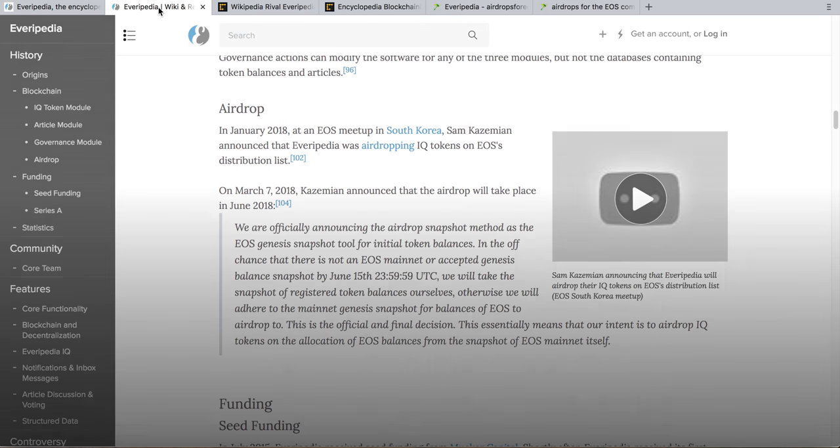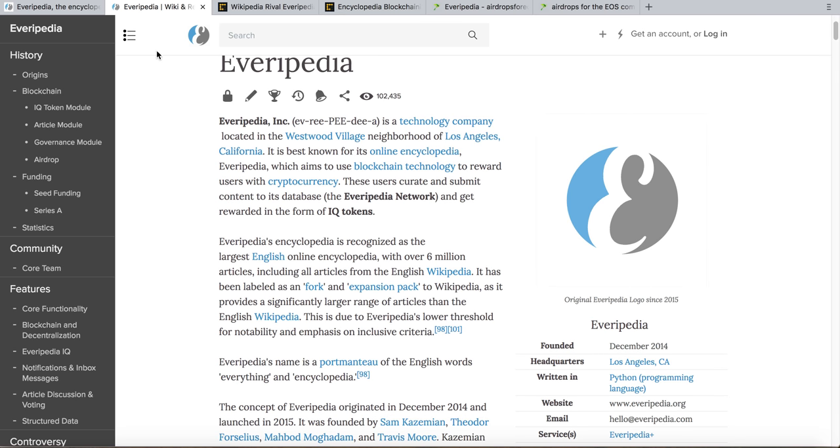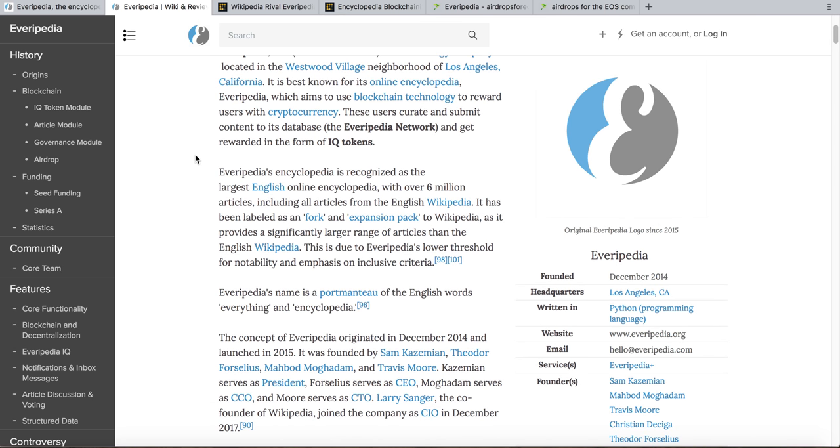So let's go back to Everipedia. They're located in the Westwood Village neighborhood of Los Angeles, and they're going to utilize blockchain technology to reward users with cryptocurrency. The user can query and submit content to its database, the Everipedia Network, and get rewarded in the form of IQ tokens.